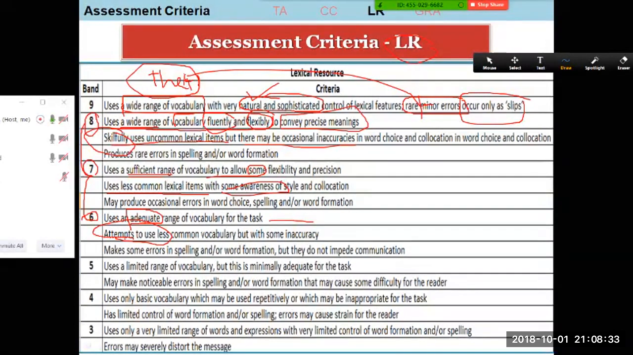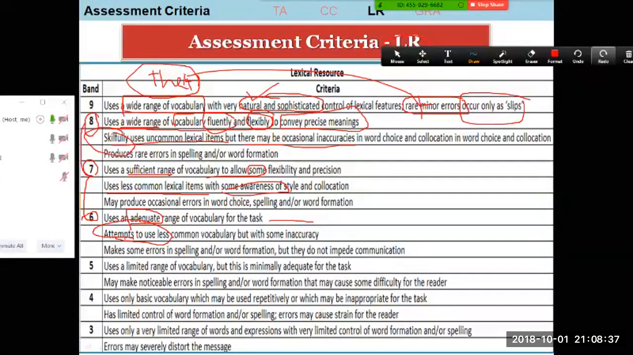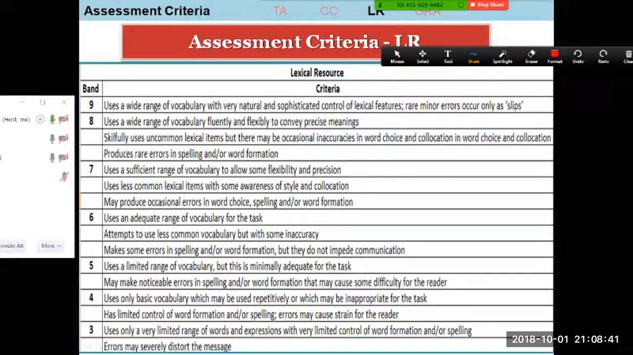Okay, similarly, I'm sorry, let me clear it. Now, if we talk about the third dimension, that is produces rare errors in spelling. And here, if you see, in the first, it was rare minor errors. And in the sixth, makes some errors. Can you see that? So this way, your writing is assessed.